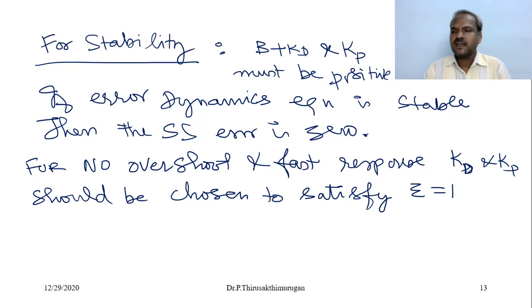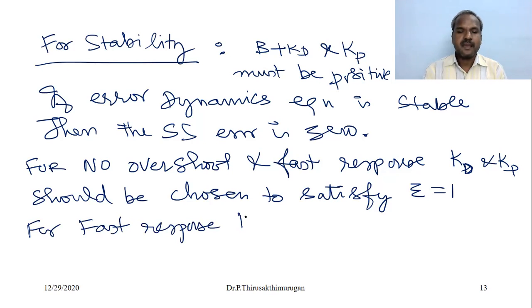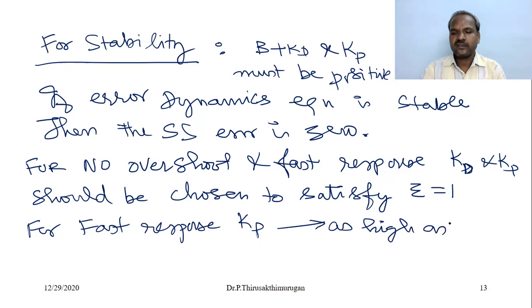For fast response, Kp should be chosen as high as possible, subject to practical issues such as actuator saturation, undesired rapid torque changes, that is called chattering, or vibrations of the structure due to unmodeled flexibility in the joints. Clear? So for fast response, Kp should be chosen as high as possible.